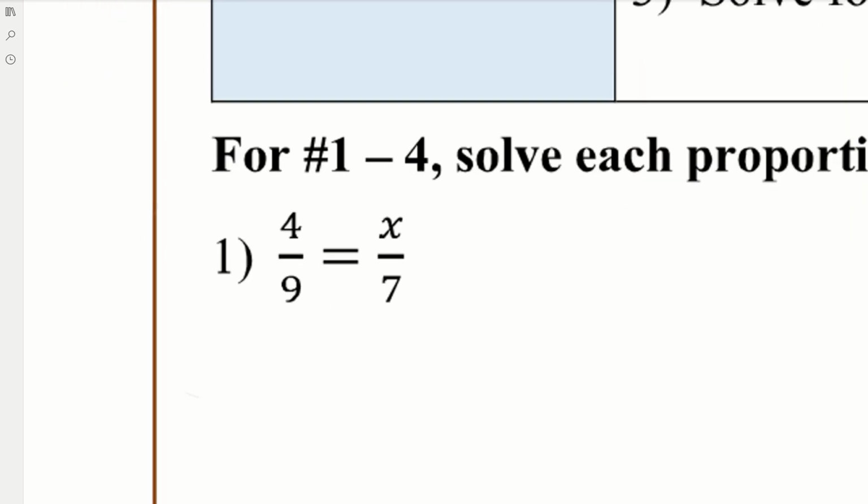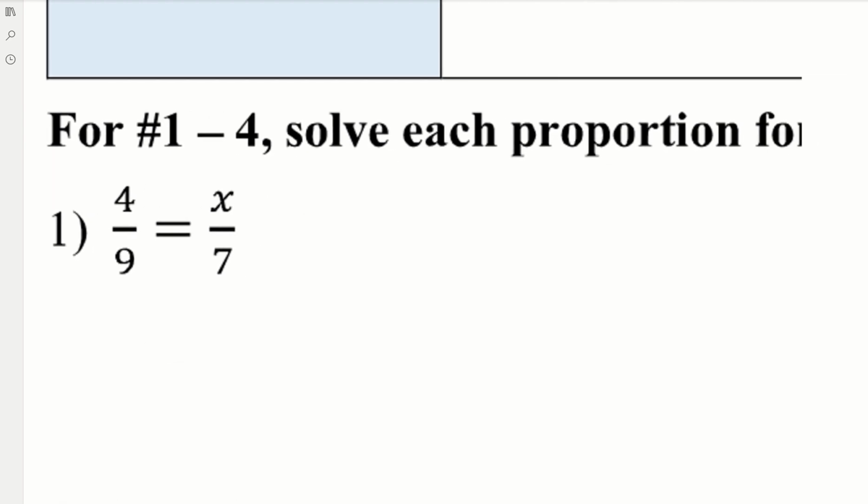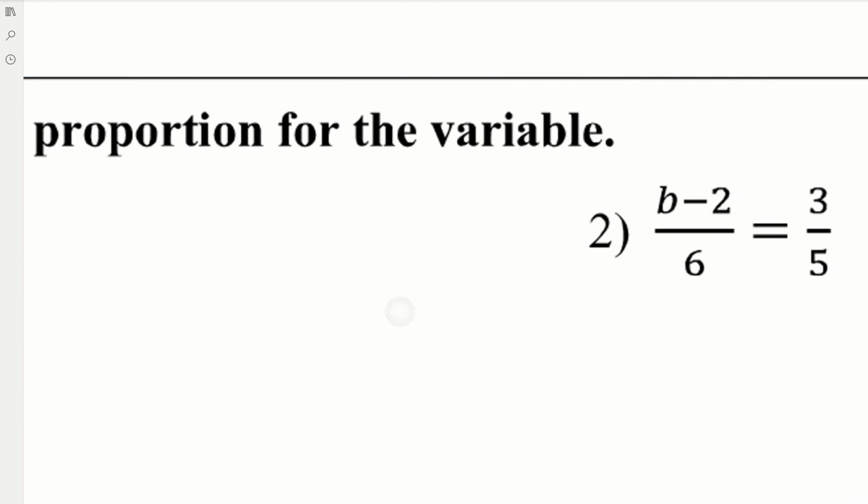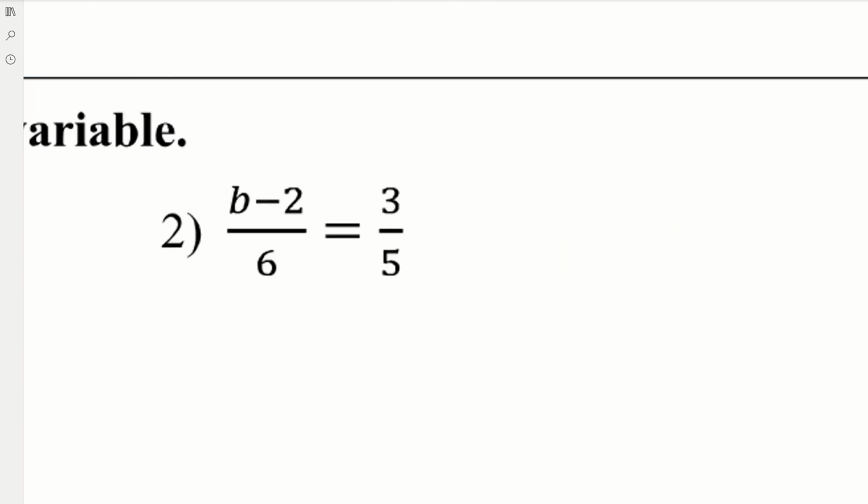So I'm going to zoom in here to number 1, okay? So I am going to cross multiply. I know that 7 times 4 is 28. 9 times x is just 9x, okay? And now I'm going to get x by itself by just dividing both sides by 9, okay? So you could leave this as a fraction if you wanted to. You could write it as a decimal. Either way is fine, okay? So I'm going to do one more example, and then I'm going to have you guys pause the video and try a few on your own.